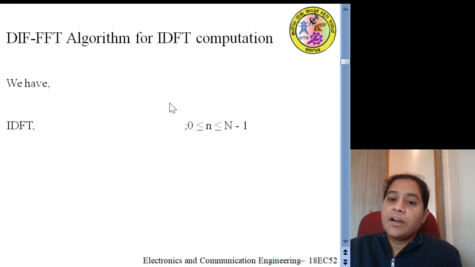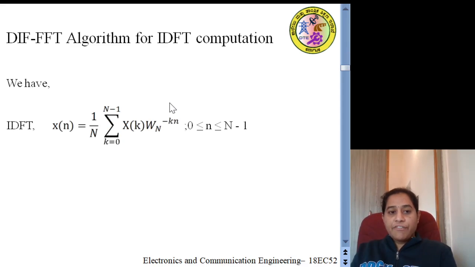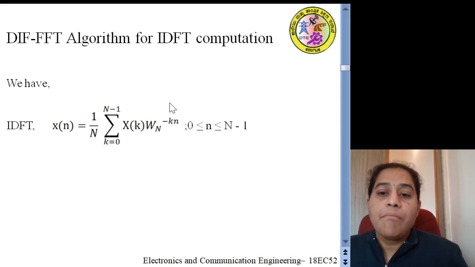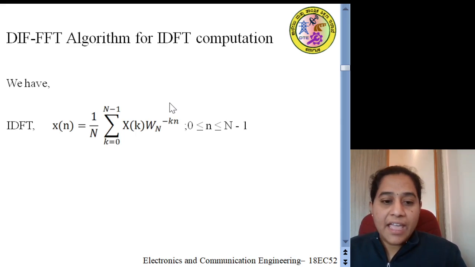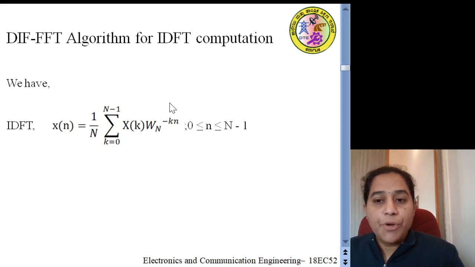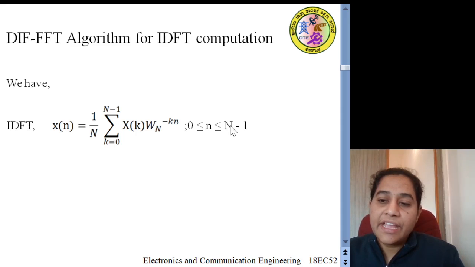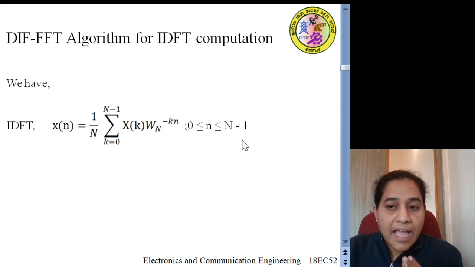What we have is the IDFT equation: x of n is given by 1 over N summation k varying from 0 to N minus 1 of X of k into W_N raised to the power of minus kn, where the value of n is varying from 0 to N minus 1. That means our x of n has capital N number of samples.